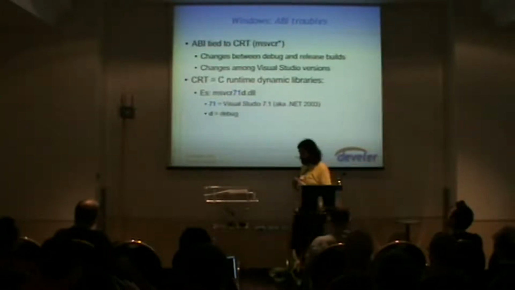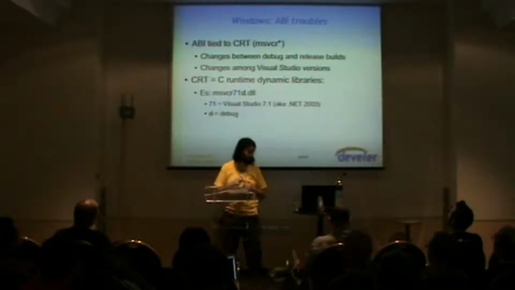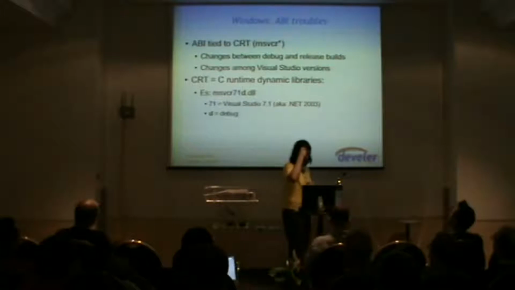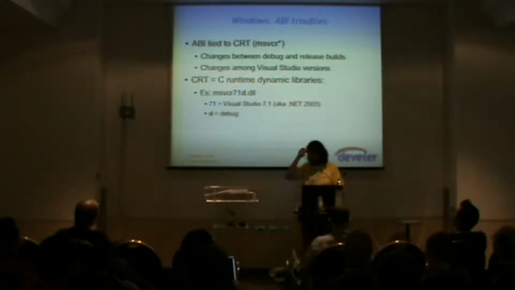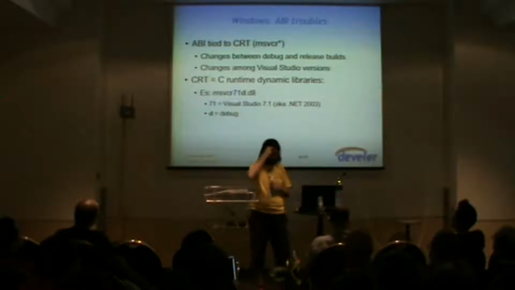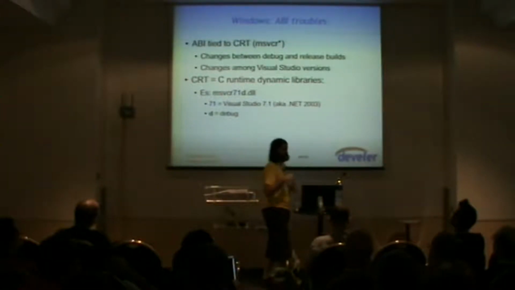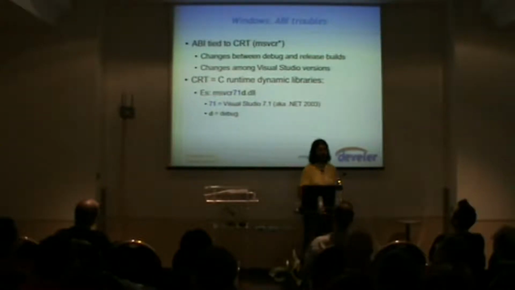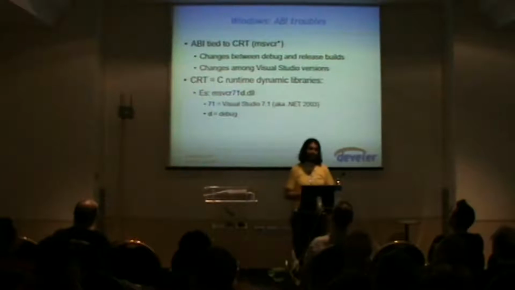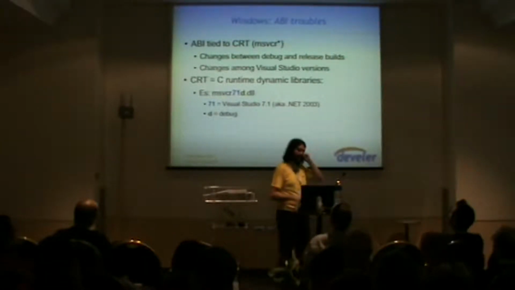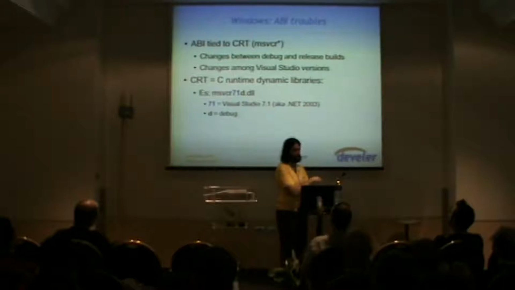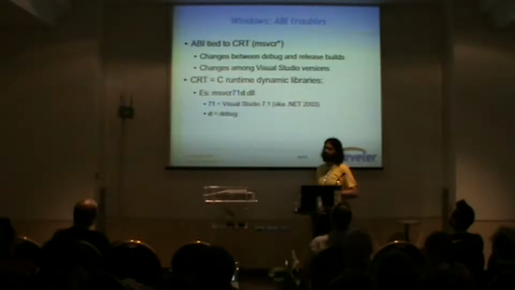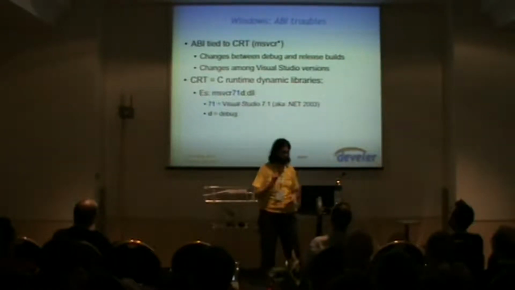So the main problem with Windows is tied to an old Microsoft choice to have different ABIs for different runtime libraries, the C runtime libraries. When you switch between, for instance, debug and release builds in Visual Studio, debug and release builds have different ABIs. If you don't know what ABI means, basically you cannot mix-match dynamic libraries with different ABIs, otherwise you get different crashes from the one that you were debugging, which is not fun.